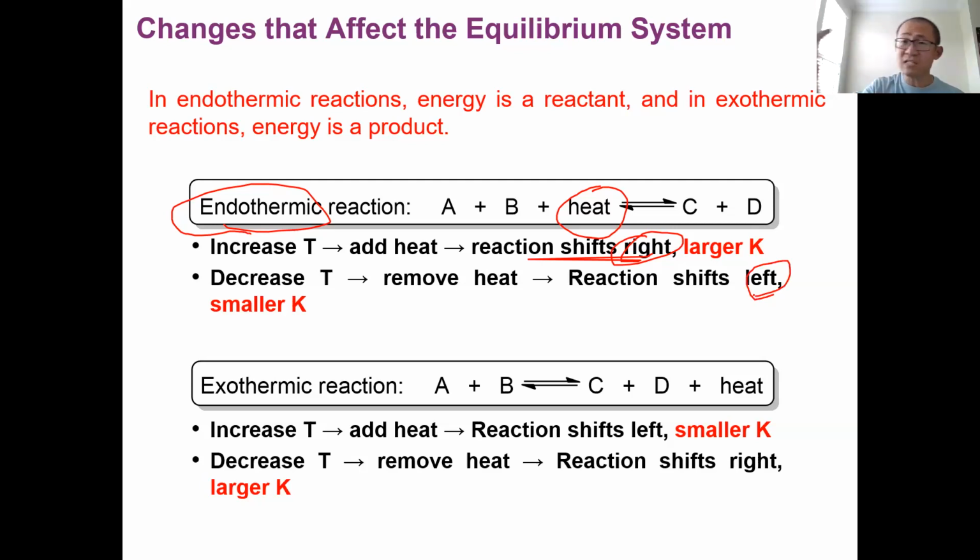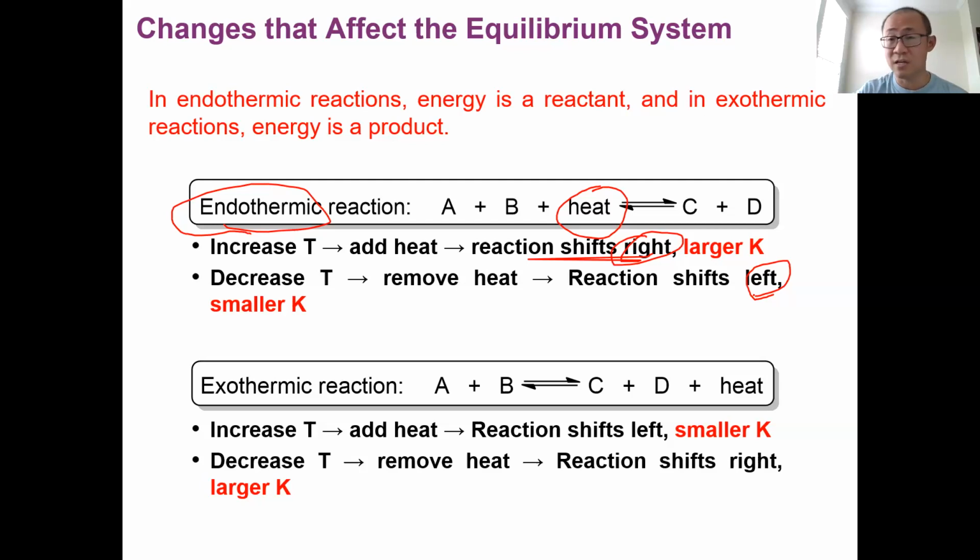And of course, shifting to the left or right in this case is not adding a substance, it's adding heat. So the relative amount of the products and reactants will increase or decrease. So in this case, the K is actually changed.